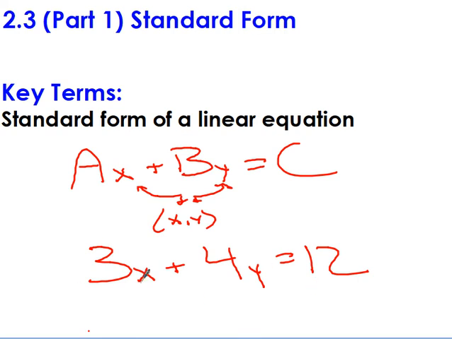Now, when we use standard form, we can graph lines from this format without having to change it to slope-intercept form. We do that by graphing the intercepts, and I'm going to show you how on the next slide. But this is standard form, Ax plus By equals C, and this is an example of what that looks like.